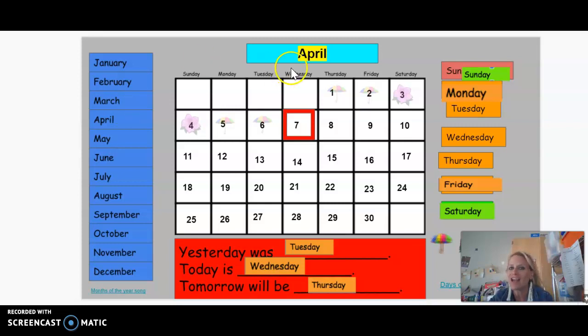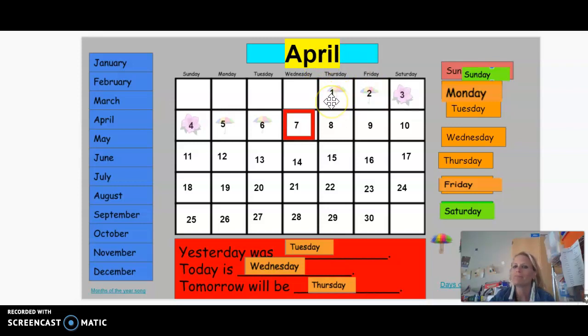What is the third letter in the word April? First, second, third. What is that letter right there? It is the letter R. Let me make that a little bit bigger so you can see it. The third letter in April is the letter R, and that is right there. There is a lowercase r.